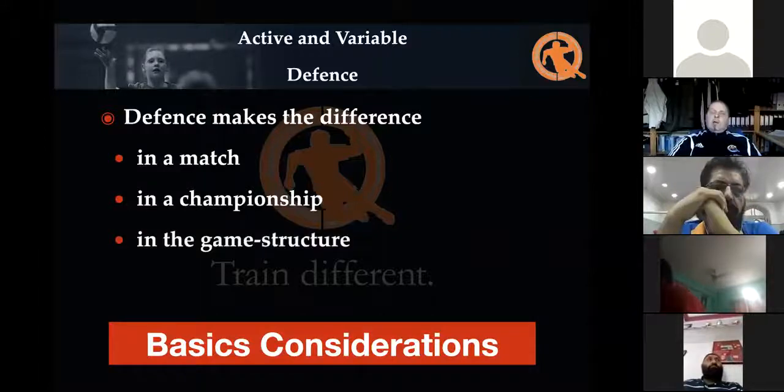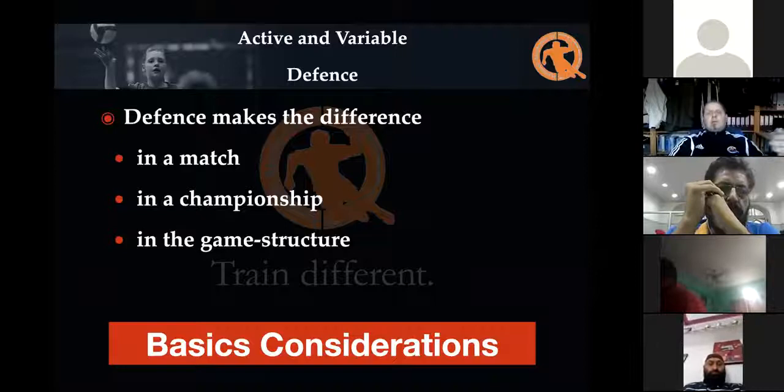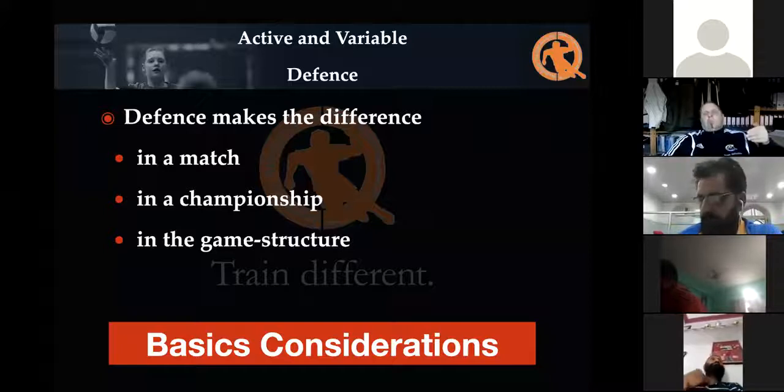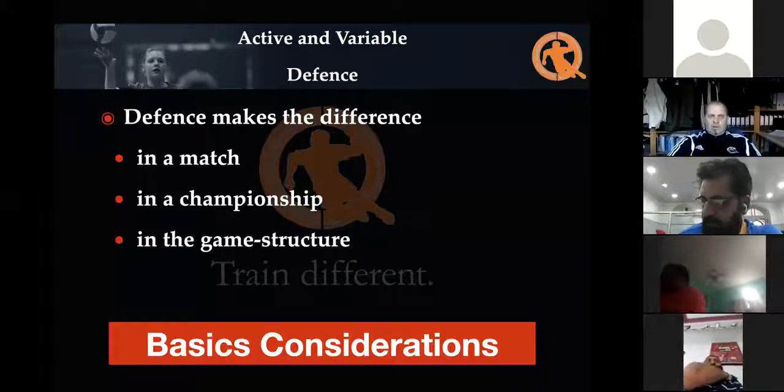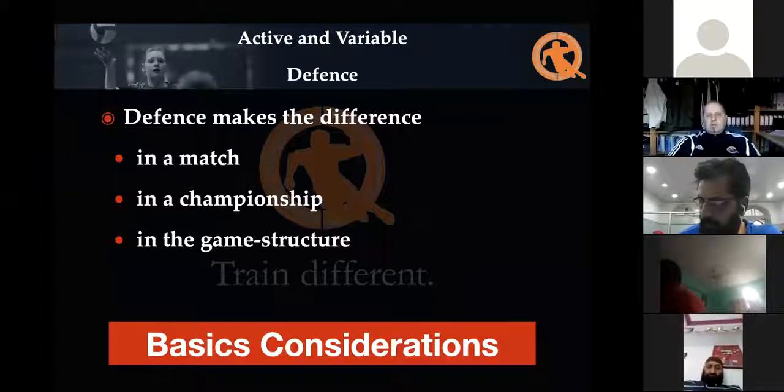Third is in the game structure. The defense is making the difference, as you could see in our two video examples, because it's a difference for the attacking team to attack against a close defense at the 6-meter line or an open defense. Ball circulation is much more difficult against an open defense. Moving towards the goal in the constant one-on-one situation is much more difficult for the players in attack.